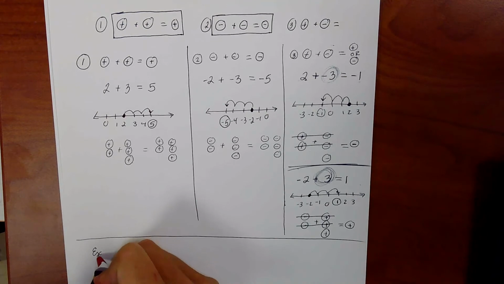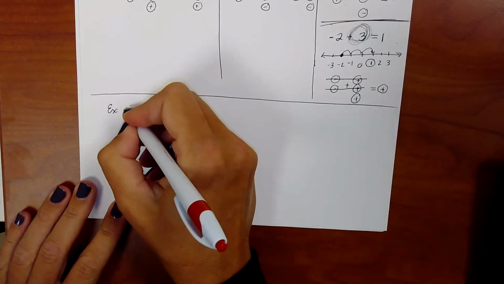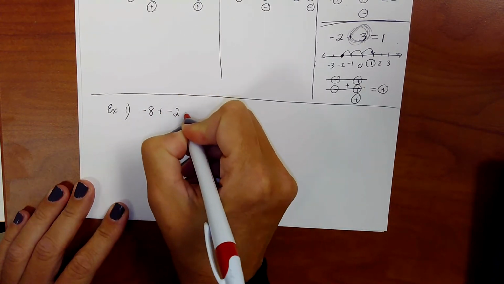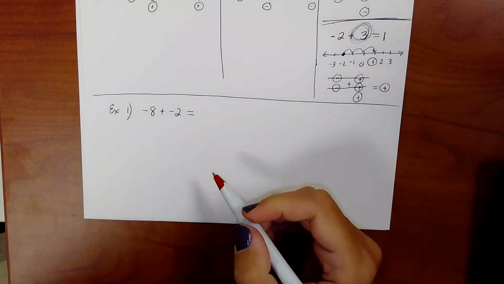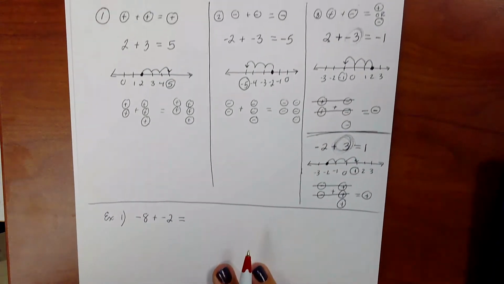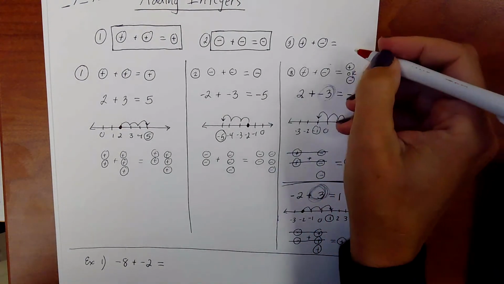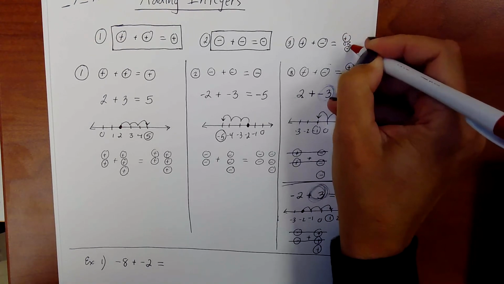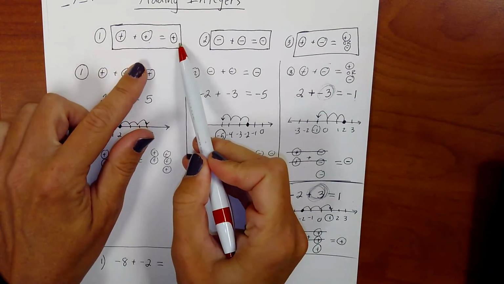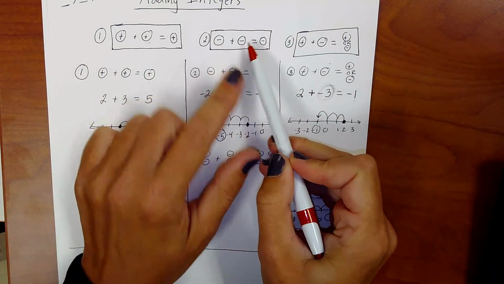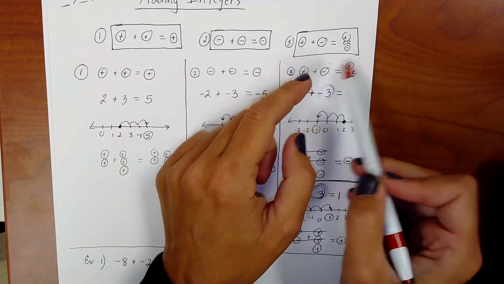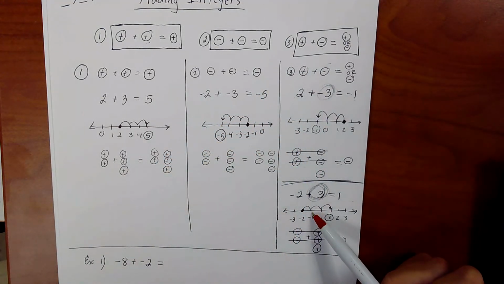Okay, so let's try an example. Let's say -8 plus -2. Now what I always ask myself is, are the signs the same or are they different? That means the signs of the numbers. Because look back up at our rules. If both numbers are the same, so they're both positive, you get a positive. They're both negative, you get a negative. So it matches. It's only when they're different that we have to do this different thing of subtracting.